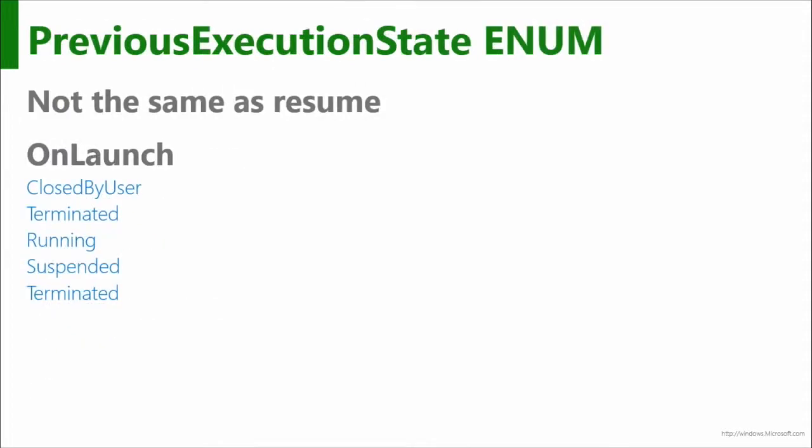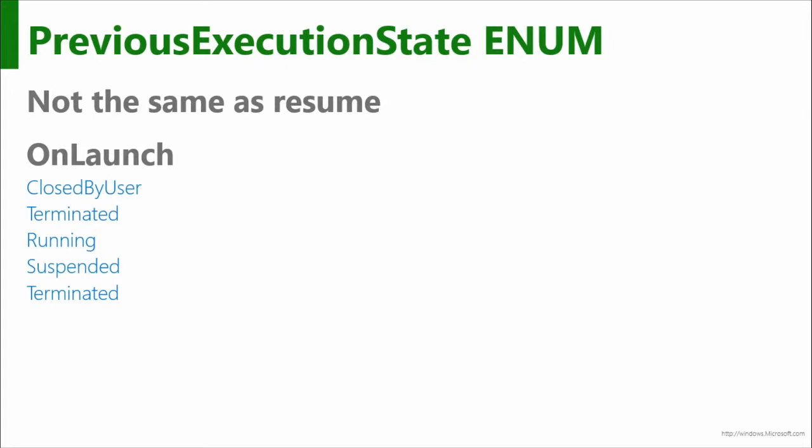There is a previous execution state enum. This is not going to occur on resume. This occurs when your application is launched again. And so you would ask yourself, why am I getting, for example, terminated? The reason I would get terminated is because your application was suspended, and then because of memory or whatever, maybe the user rebooted, your application was terminated. That's great, because now that your application is launching again, I can detect that I was terminated last time, and maybe I could give the user the experience of coming back to where they were.